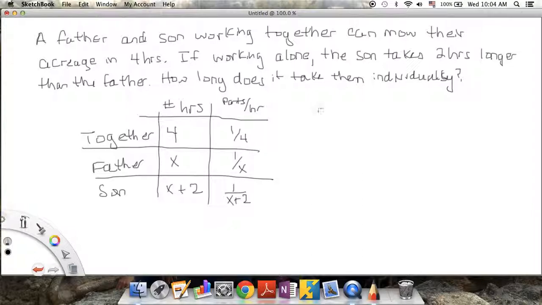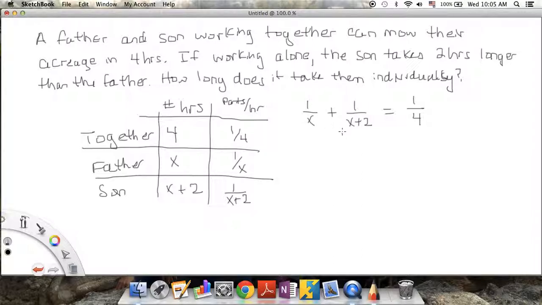Okay, so if they're working together, that means the father's pace, how much he's doing each hour, plus the son's pace of how much he's doing each hour, has to total how much they do all together each hour. So we've broken it down to what happens each hour so that we can compare them, because we need something that's the same. We've got to compare apples to apples. So we're comparing what happens in 1 hour. All right, so now we've just got a rational equation. We need to remember x cannot be 0 and x cannot be -2. Neither one of those is going to make sense anyway, because x is how many hours it takes the father to cut the grass. So that's not going to be a problem.